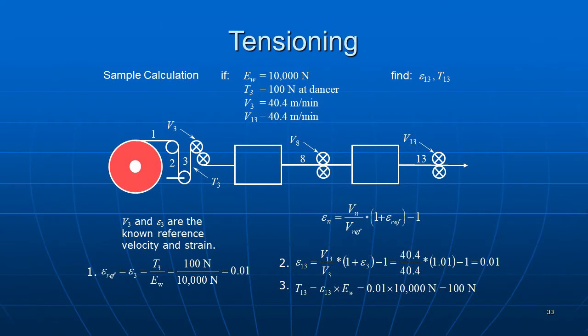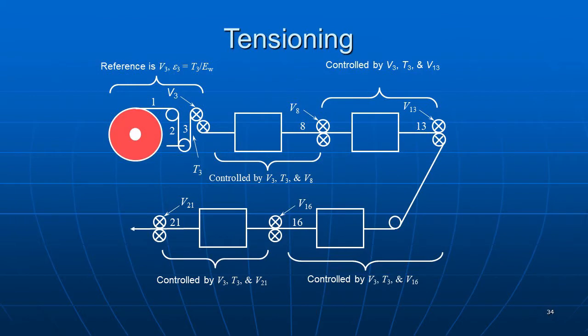We've got the same reference velocity and the same reference strain that we had from the previous example, V3 and T3, or strain 3. We can plug these into the strain formula again, and we can calculate that the strain in span 13 is going to be 0.01, and the tension will be 0.01 times 10,000 newtons, which will be 100 newtons. And so again, we leap ahead, driven roller to driven roller, skipping the black box in between. And if we had more driven rollers, we would just keep going with the same thing at this point.